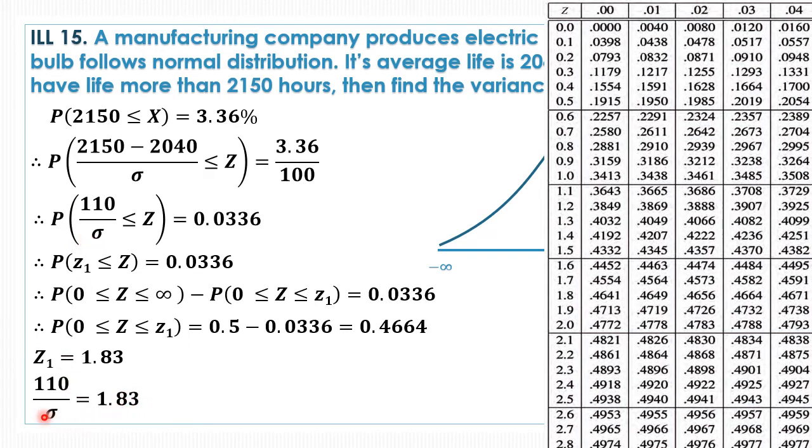Now I am going to swap the sides. Sigma will be taken to the opposite side, and 1.83 will be taken in the place of sigma. So it will become 110 upon 1.83 is equal to sigma. The answer naturally is 60.11 is equal to sigma. But we don't need sigma. The question is about variance. Variance is the square of sigma. So sigma square will be 3613.21. So my dear students, this is your answer. The variance for the distribution is 3613.21. We will move on with the next illustration.